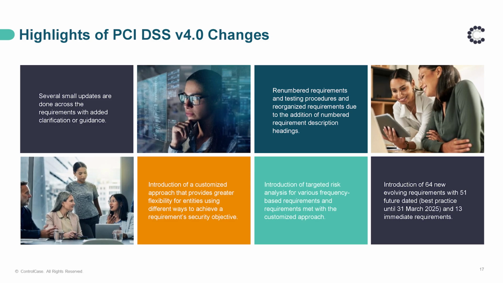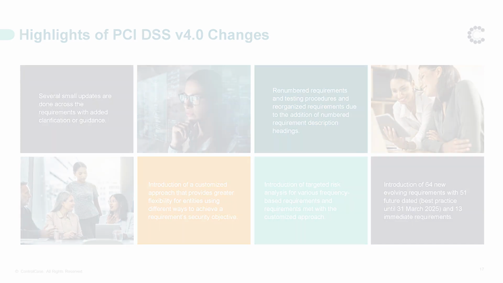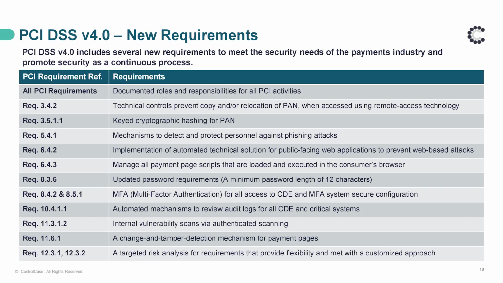Altogether, there are 64 new or evolving requirements they have added, out of which 51 are future dated and 13 are to be made immediate when you go for DSS 4 assessment. Most of those 13 are related to roles and responsibilities. Now, with these highlights, let's dive into a few of the examples of these requirements.